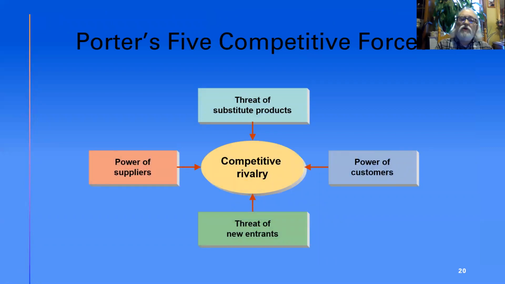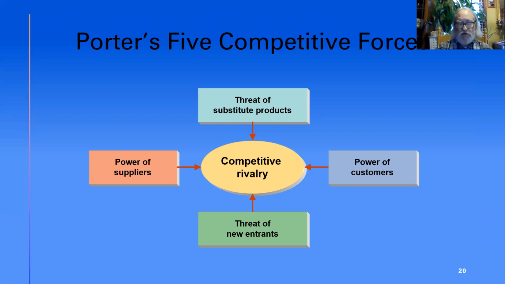Now let's really switch gears here and talk about another thing that's really important when we look at the environment of any organization: Porter's 5 competitive forces. Dr. Porter is at Harvard. He's become quite famous with his competitive forces, and they really do give us the categories where pretty much everything that's happening in business is happening in one of these 5 areas.